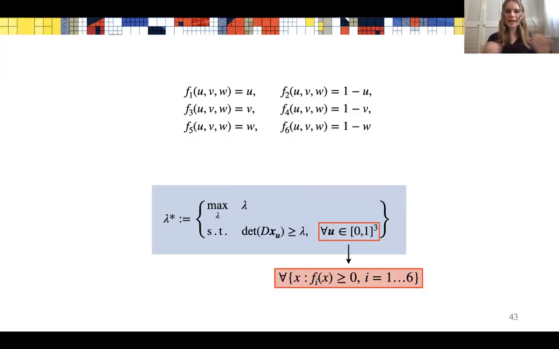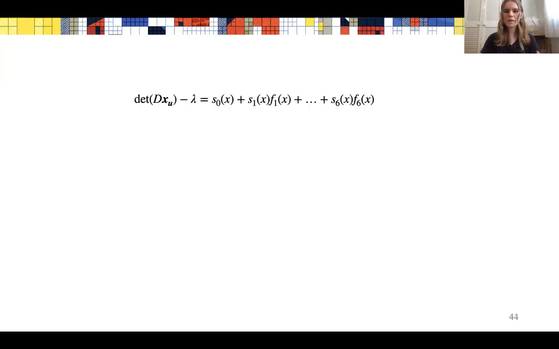And we can rewrite our compact domain as these 6 different polynomials. Notice they're just like x and 1 minus x essentially. And with those f polynomials, we can rewrite the polynomial that we were constrained to be positive, which is the Jacobian determinant minus lambda, in this Marschner form of s0 plus s1 times f1 and so on.